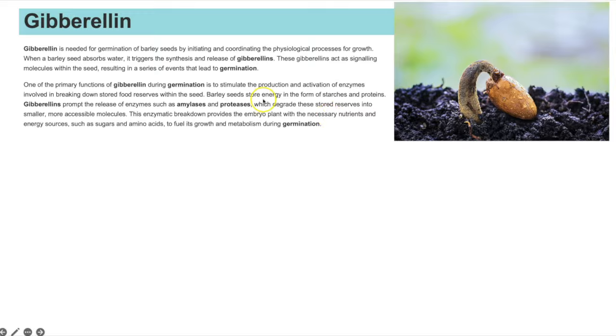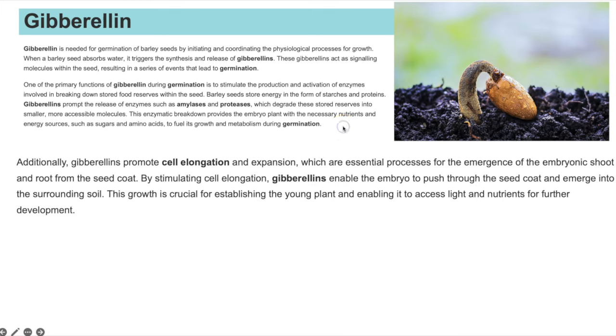And barley seeds store energy in the form of starches and proteins. Gibberellins prompt the release of enzymes such as amylases and proteases, which will then hydrolyze those stored reserves into smaller, more accessible molecules. And this breakdown by enzymes provides the embryo plant with necessary nutrients and energy sources, such as glucose and amino acids, to fuel the metabolism during germination. Additionally, gibberellins promote cell elongation and expansion, which are essential processes for the emergence of that embryonic shoot, which we can see in the image here.